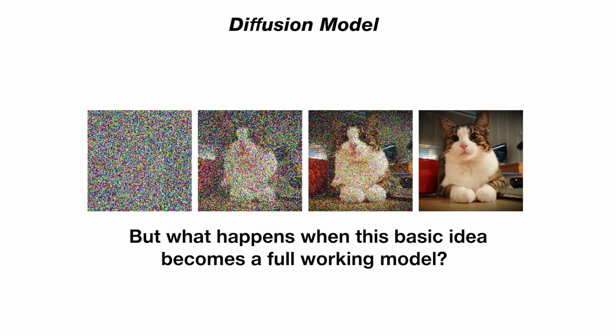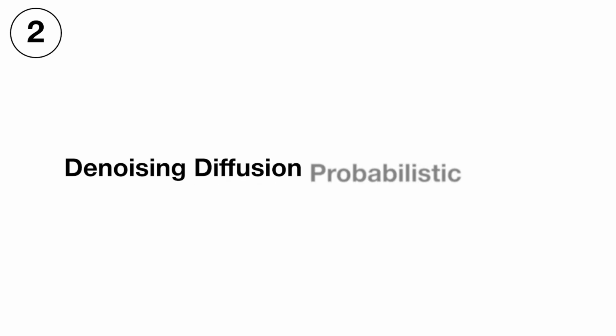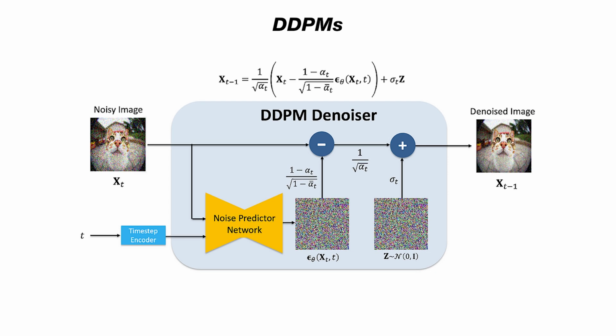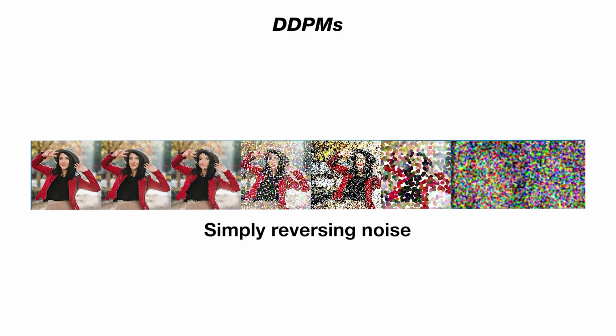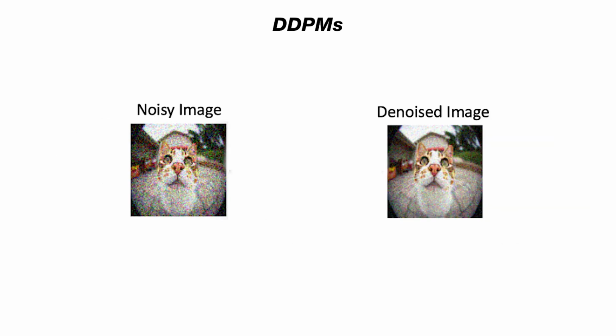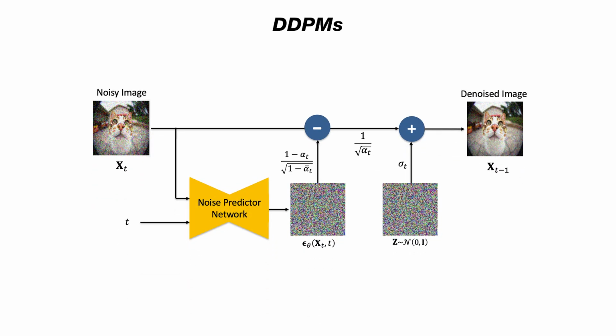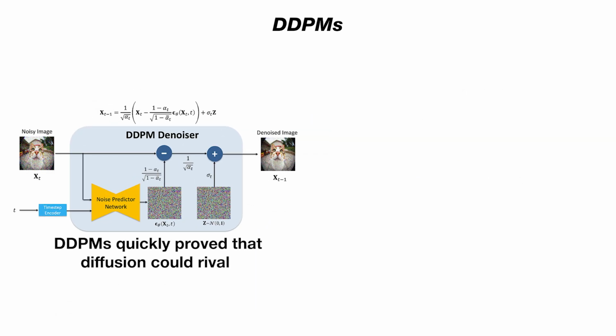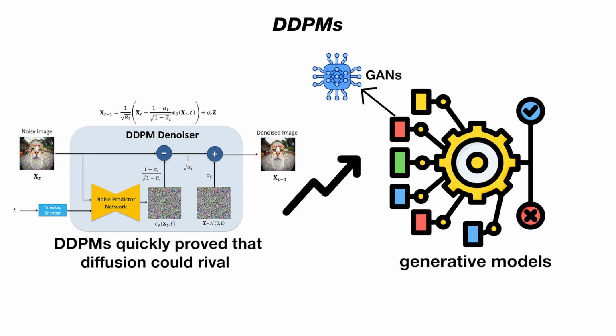But what happens when this basic idea becomes a full working model? Next up, denoising diffusion probabilistic models, or DDPMs, were the first major breakthrough in modern diffusion. They apply probabilistic rules to denoising. Instead of simply reversing noise, the model calculates probabilities of what the clean data should look like at each step. The result is image generation with remarkable quality, capturing fine detail and realistic structure. DDPMs quickly proved that diffusion could rival and even surpass older generative models like GANs.